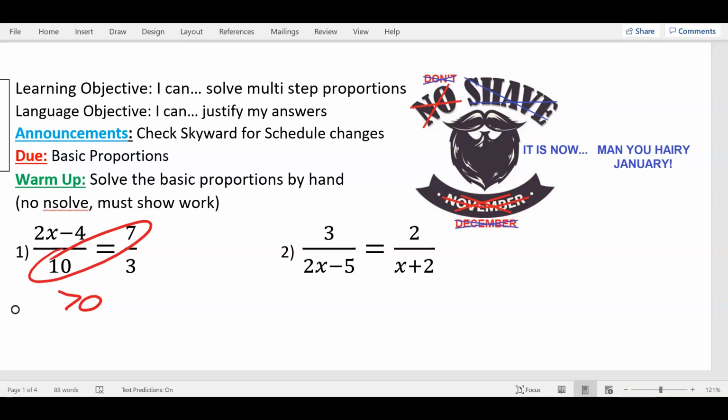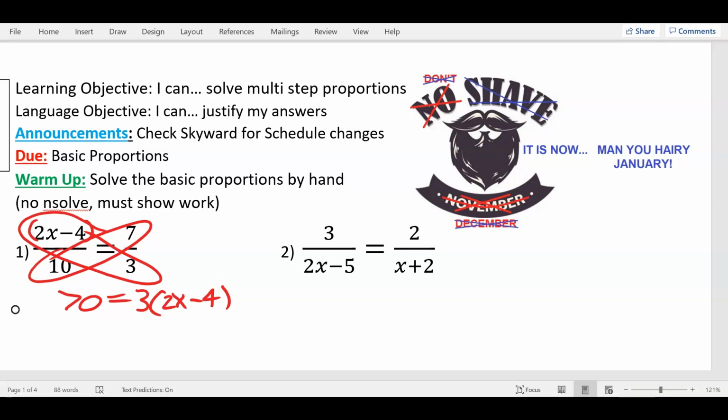So, 70, bring down the equals. Now, this part looks a little bit weird, but you can do it. Here's how you do it. You have a 3 times a 2x minus 4. That is called a binomial. Think about putting that in parentheses. That whole thing is times 3. So I'm going to write 3 parentheses 2x minus 4.